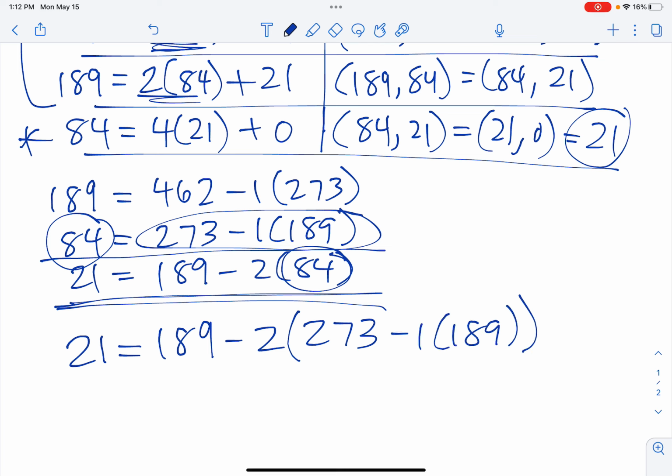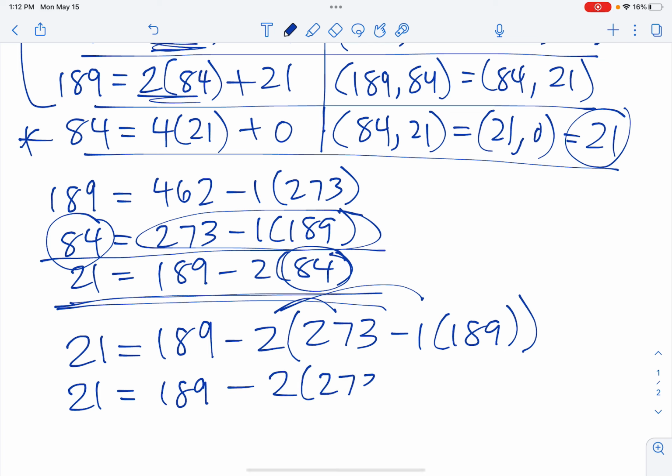So kind of just a copy and paste right in there. Okay? So that's substitute. Now we're going to clean up this right side by distributing that negative 2. So 21 equals 189 minus, and I'm never going to do any multiplication. I'm just going to write it as a multiplication problem, right? 2 times 273. I just want to leave it like that. And then negative 2 times negative 1 would be a positive 2. Don't do the multiplication, just leave it 2 times 181. So that's the distribute step.